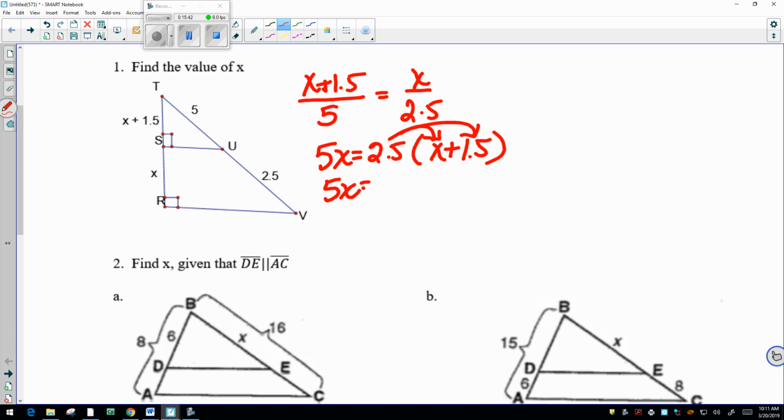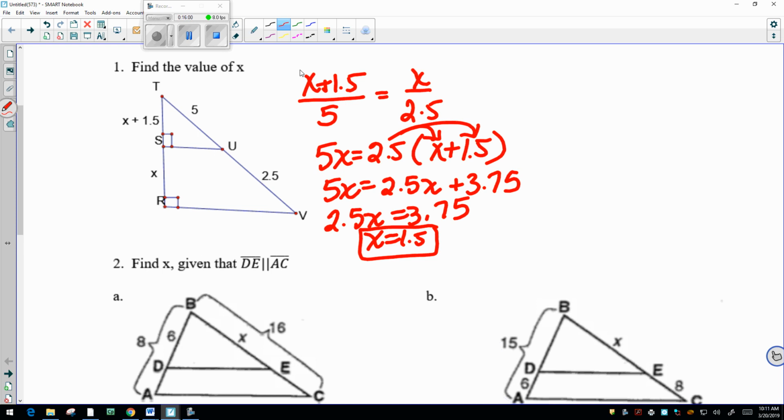If we continue to solve, this would get you 2.5x, and then when we multiply that through, we get 3.75. Okay, subtracting that over, you get 2.5x, and then when you divide through, that's where you're going to get x is 1.5. Okay. There were other proportions I saw out there. What is a different one that you set up and solved and you could use, but is different from this, but still get 1.5?